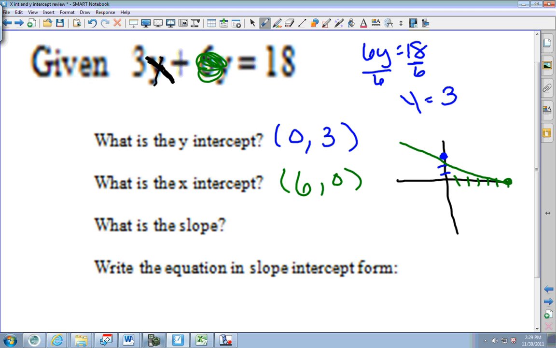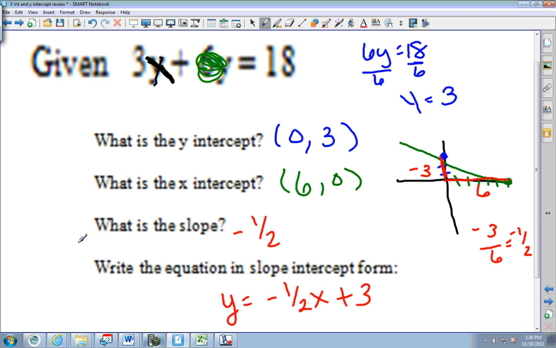Okay, so there's my line. Oops, kind of ghettofied. That's all right. Now I know my slope is negative because my line is decreasing. I'm going down 3, so -3, and over 6. -3 over 6 reduces to -1/2. My slope is -1/2. My equation is y equals -1/2 x plus 3. Remember, you need your slope and your y-intercept.